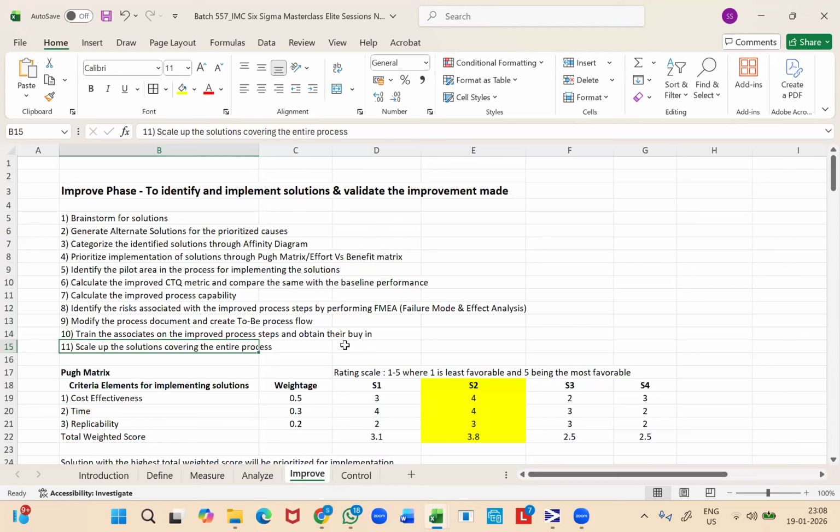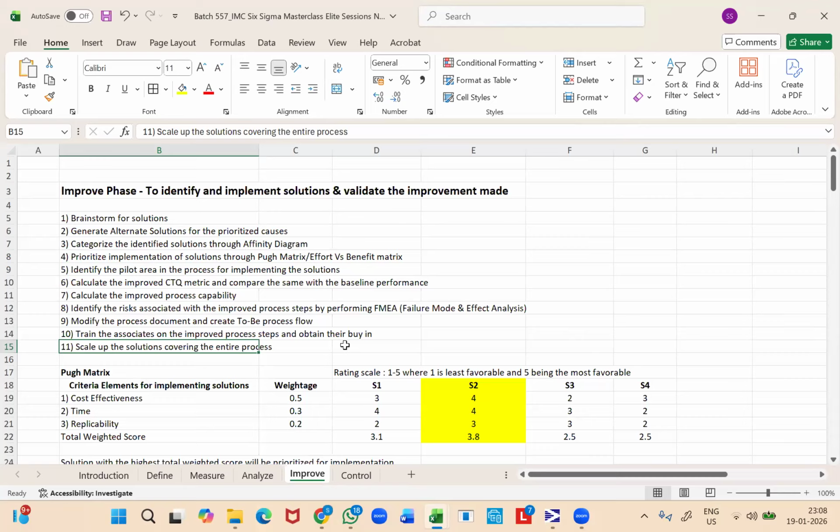But as part of the improve phase, we are going to look at Pew matrix, effort versus benefit matrix, and of course, failure mode and effect analysis, which is FMEA, right? The FMEA exercise is something that we will see in detail, right? So how this exercise needs to be conducted and how we need to update the information in a standard template, right? It's a very important exercise.